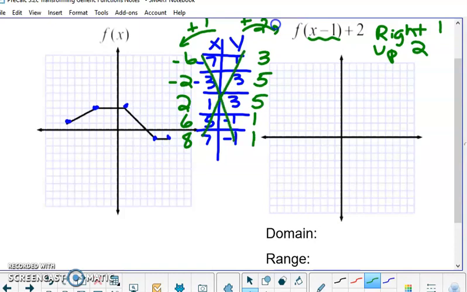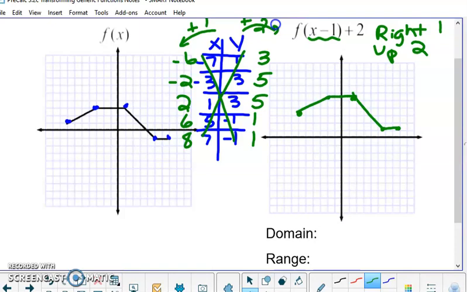All right, so now this is our new graph. And if I plot that, I'm going left 6 this time. 1, 2, 3, 4, 5, 6. And up 3. 1, 2, 3. Left 2, up 5. Right 2, up 5. Right 6, up 1. I think my smartboard is off a little bit, but hopefully you get the idea. Right 8, up 1. Okay, I'll connect those.